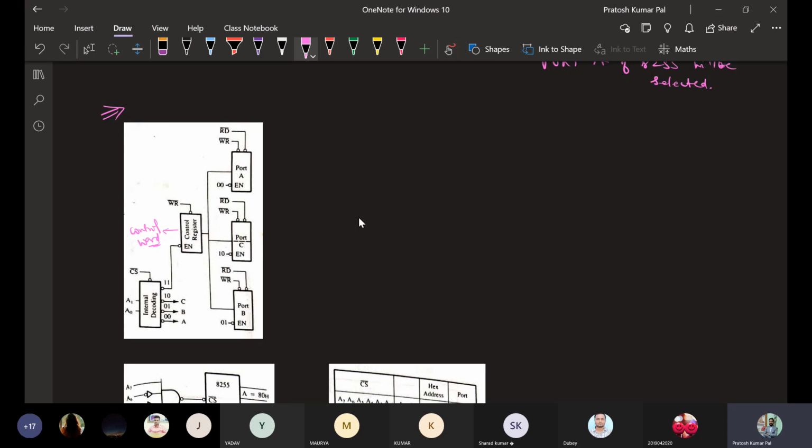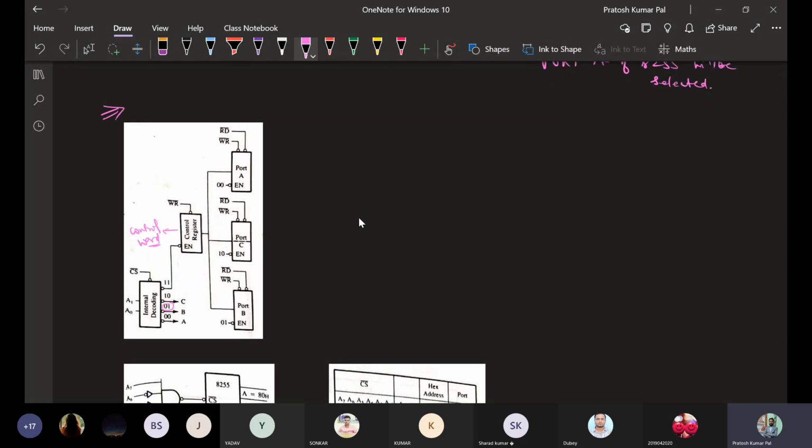This control register is connected to all the ports: port A, port B, and port C. Along with that, each port has an enable. Port B will be enabled when the signal given is 01. Similarly, if port C needs to be enabled, 10 should be given. And port A will be selected when A0 and A1 are 00.